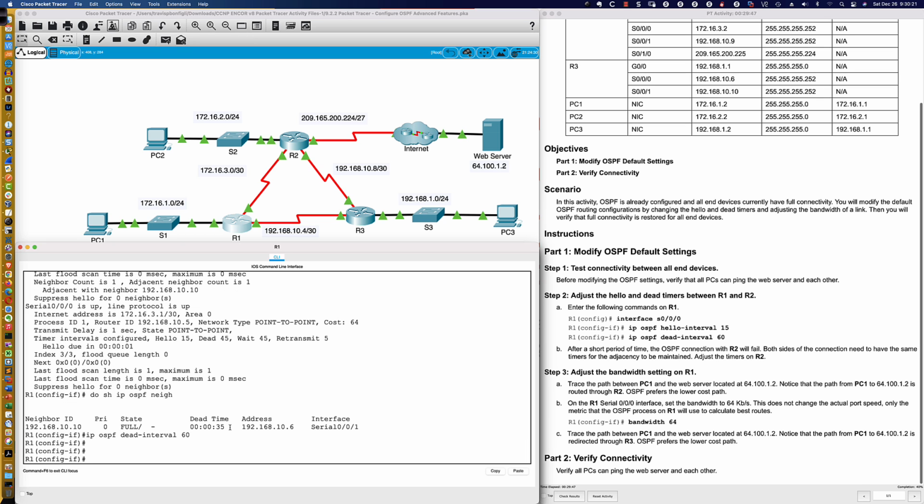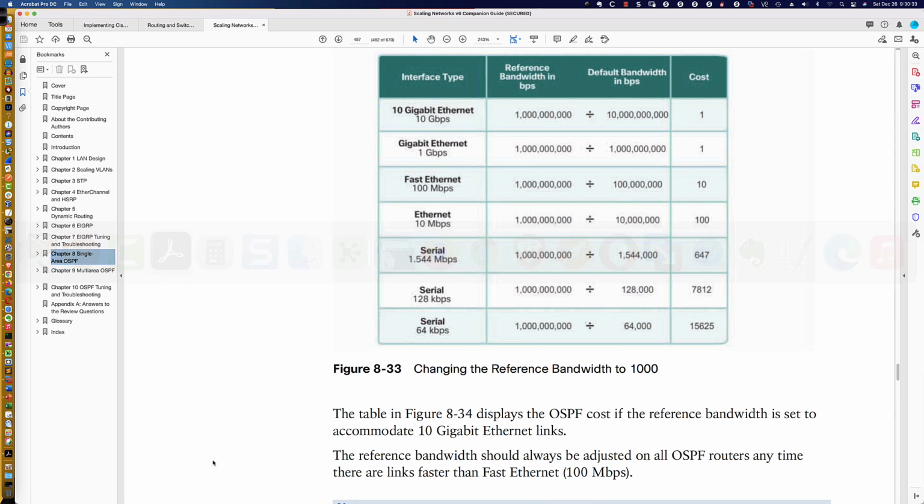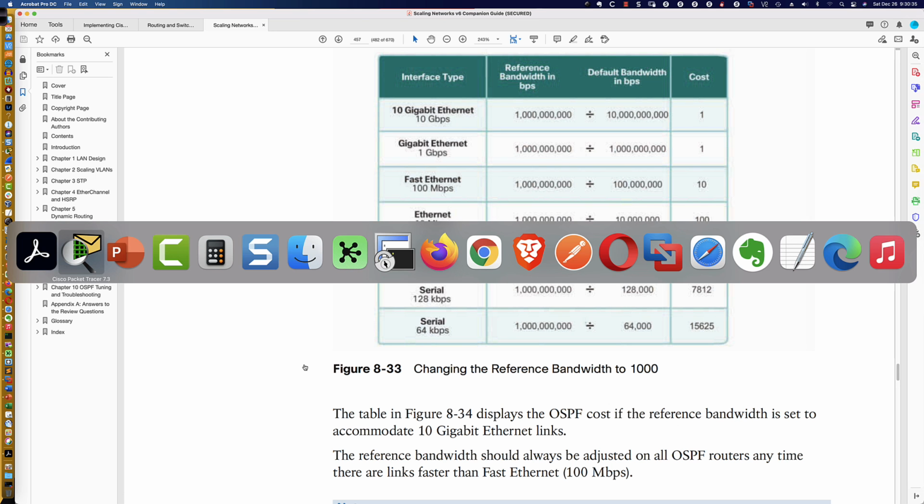Now, how would I check that? Yeah, just simply say do show IP OSPF interface. Come down to that interface and see, all right, what's my hello interval? What's my dead interval? And then the wait is going to match the dead. Now, that is on Packet Tracer. If I come over, we're going to come to that in just a second.